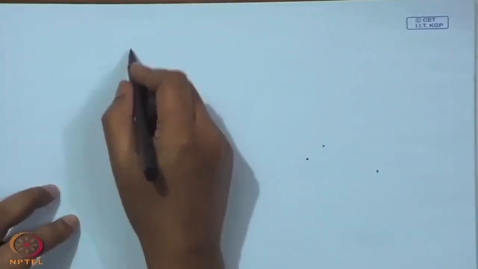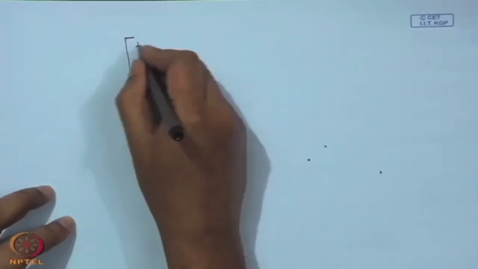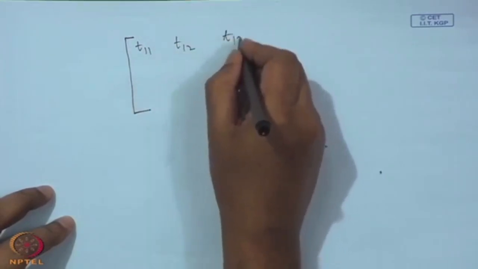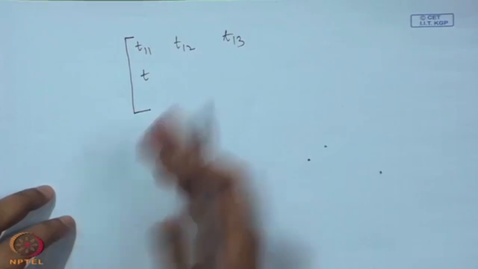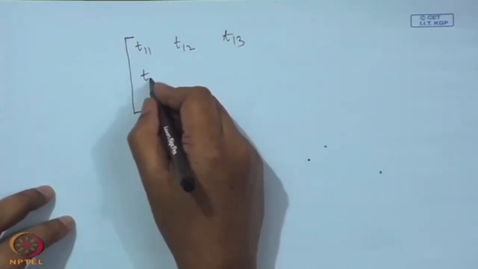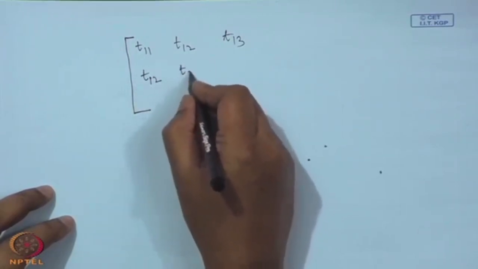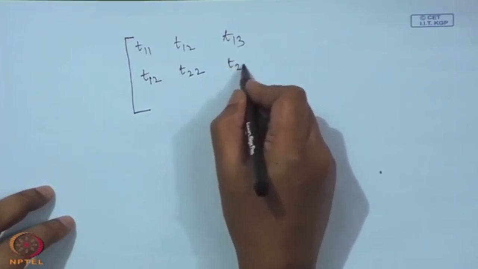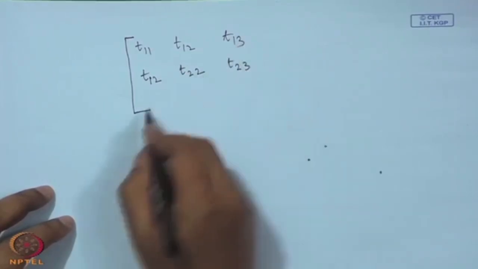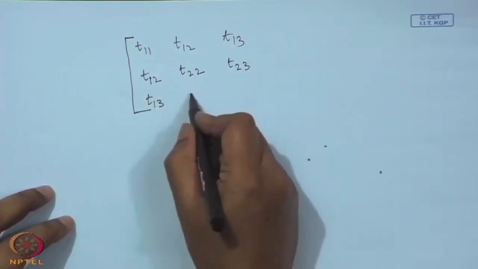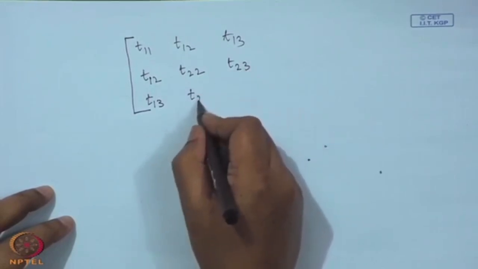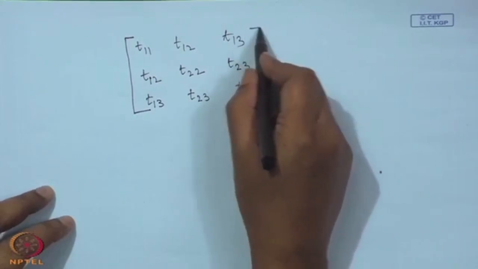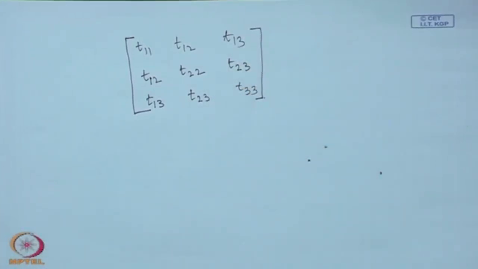The stress tensor, if we write in matrix form, is T11, T12, T13, T21, which is same as T12. So, we will not write T21, but we will write T12, T22, T23. T31 is same as T13 because of symmetry, so we will write T13, T32 is again same as T23, and T33.